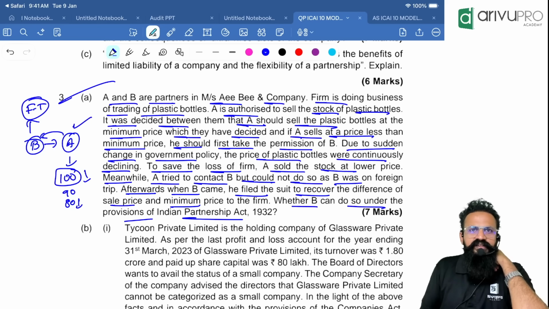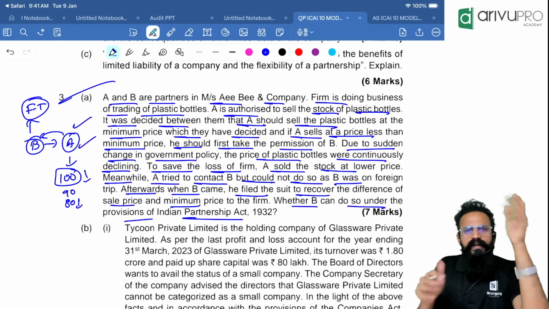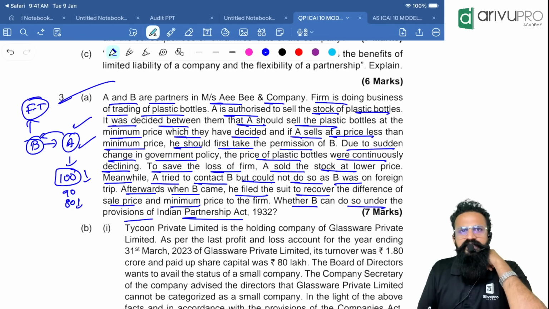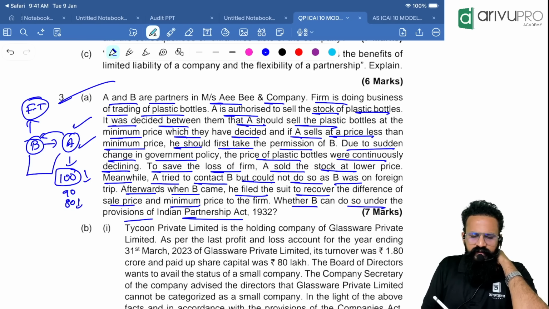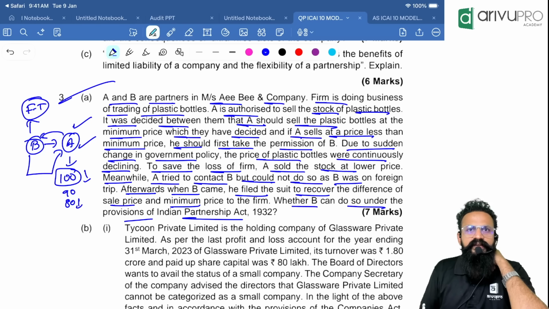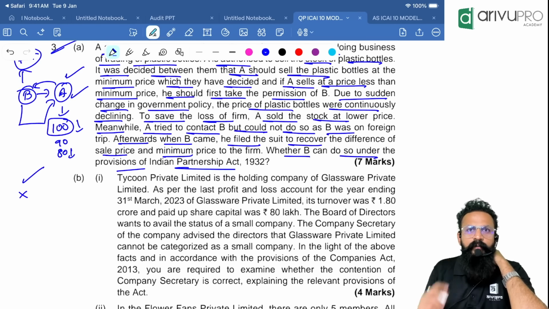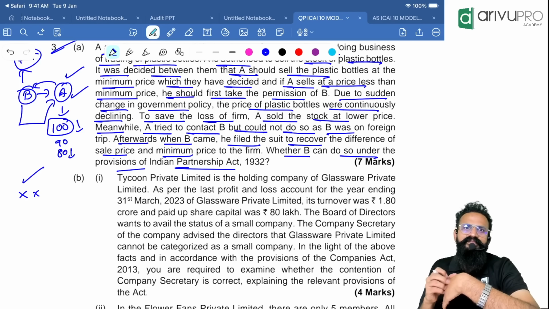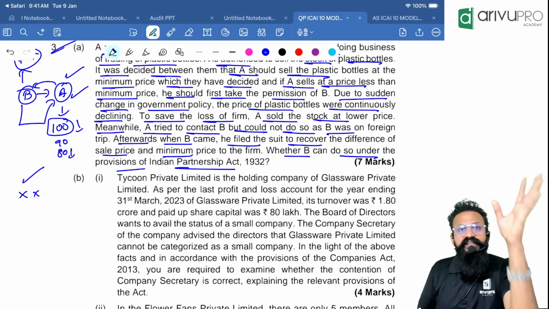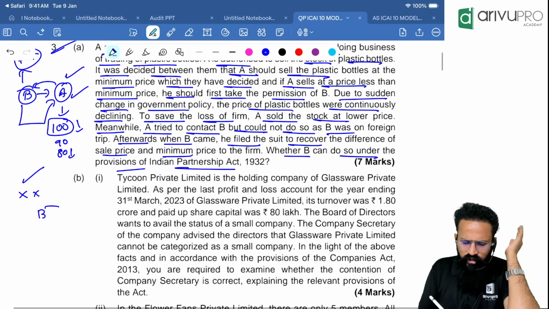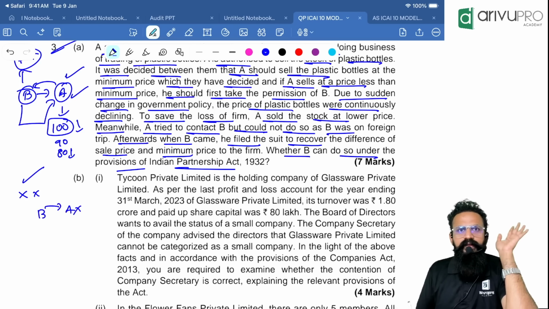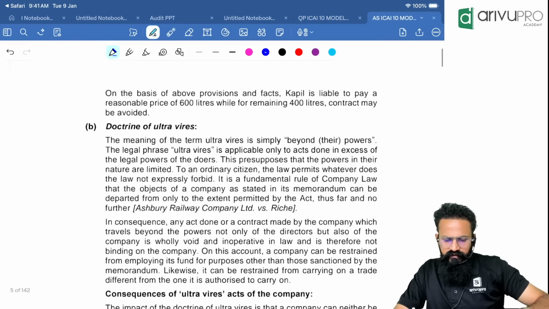What did A do? In the best interest of the partnership firm, he sold all the plastic bottles at whatever was that day's prevalent market price. Now B, after coming back from the trip, is saying A exceeded his authority. Now, whatever the rights and duties of the partners are, we can fix them as per the agreement. Remember, whatever the restrictions on implied authority and the scope of the partner, they will not apply if the partner has acted during an emergency. Because he acted in the best interest of the partnership, B cannot hold A liable. Not applicable. I hope this is clear.